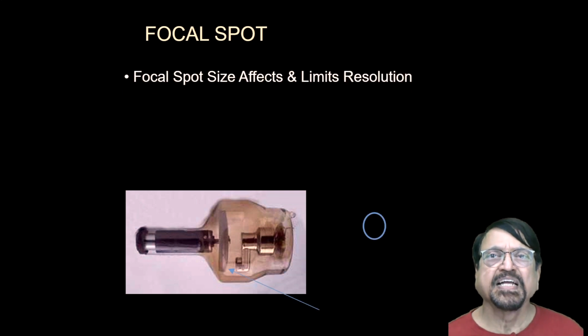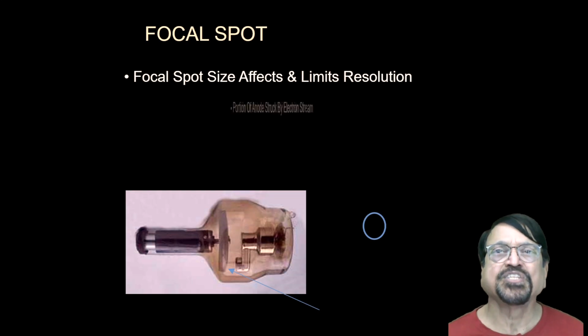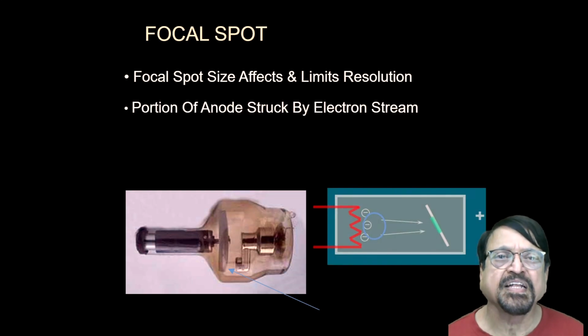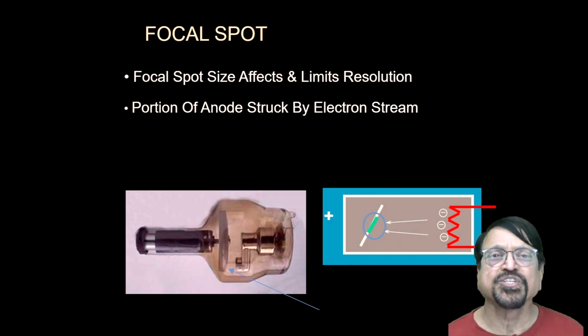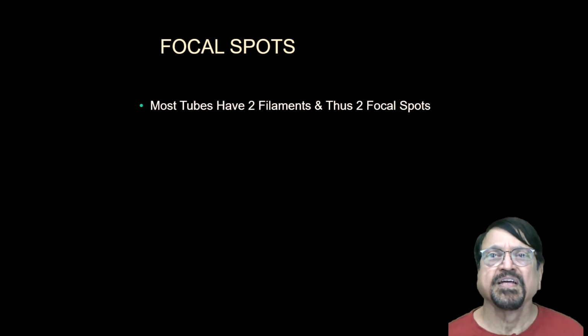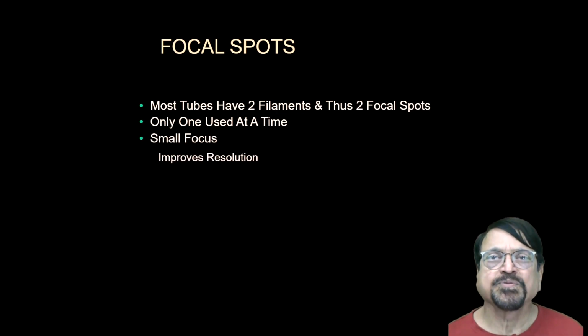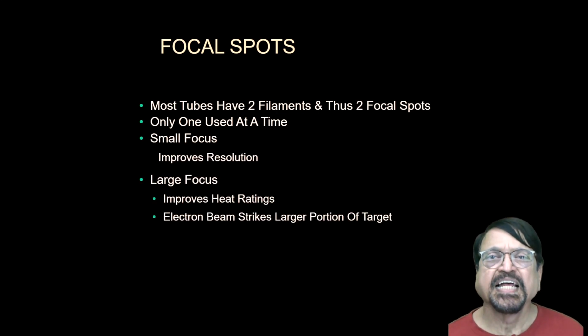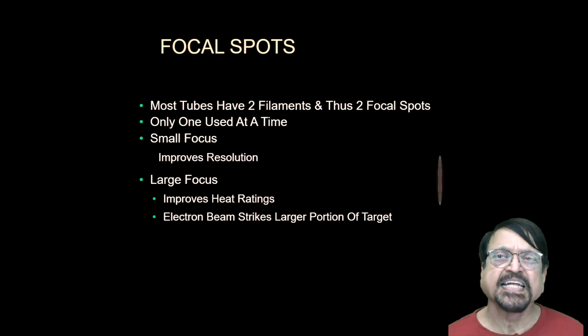Now focal spot. A focal spot is a size. It affects and limits the resolution. There is a detailed discussion on types of focal spots, and you must refer to it. Then it is the position on the anode struck by the electron stream. Most of the tubes have two filaments and thus two focal spots, only one used at a time. A small focus improves resolution. A large focus improves heat rating, as the electron beam strikes a larger portion of the target.